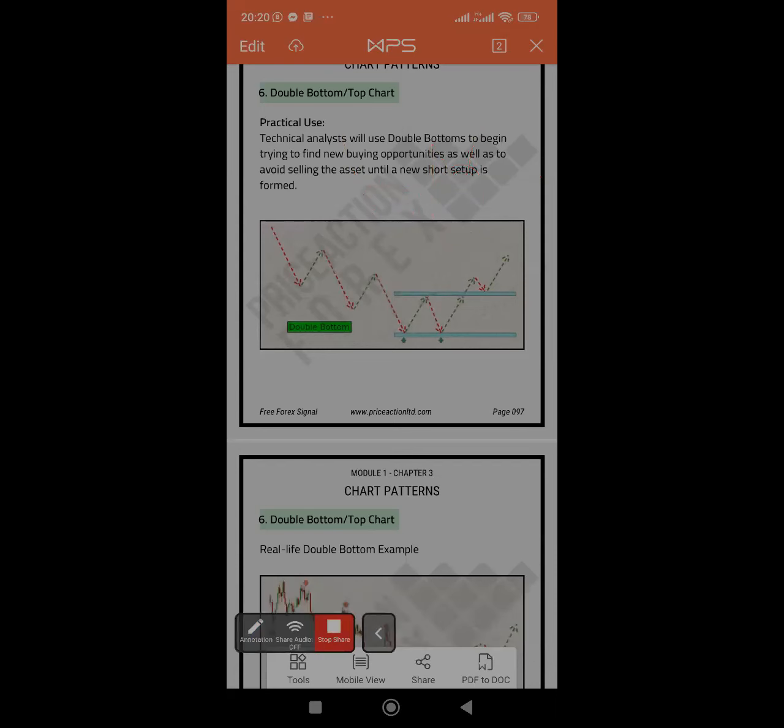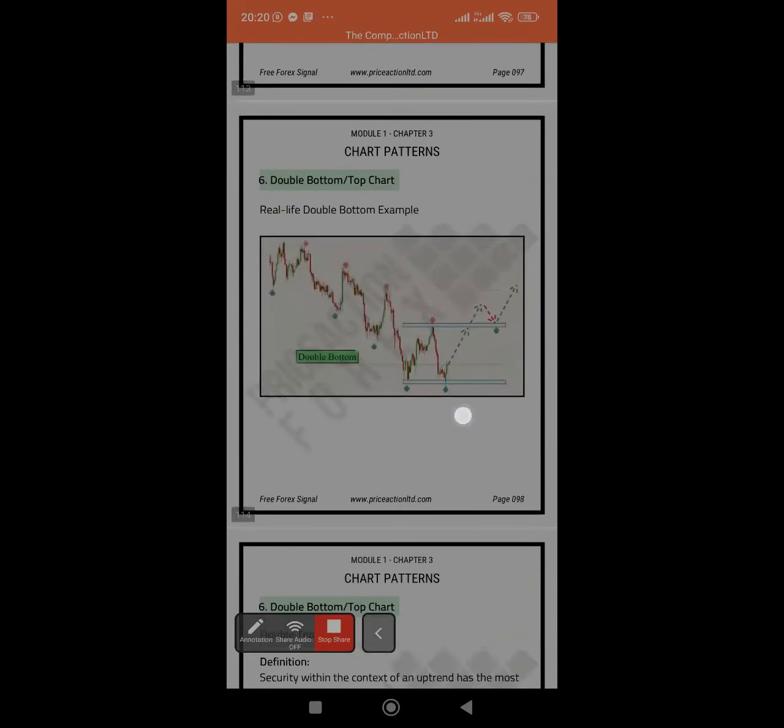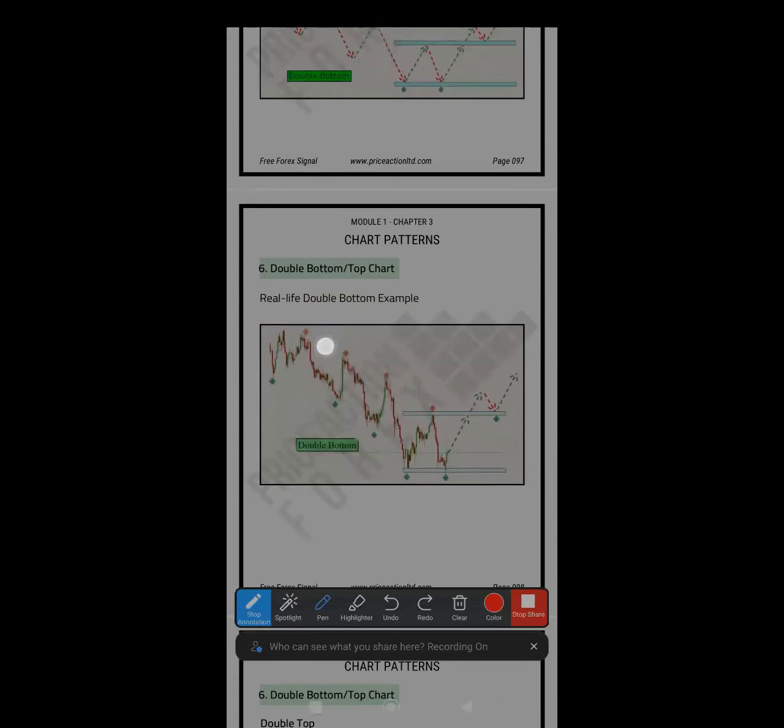All right, let's look at a real life example. This is a real life example of a double bottom where, after a long movement, it goes up again like a normal up and down movement in a downtrend. Then when it's supposed to create a lower low, it bounces up at this point, creating a double bottom. So buyers can decide to start making their entry from here, and sell here.